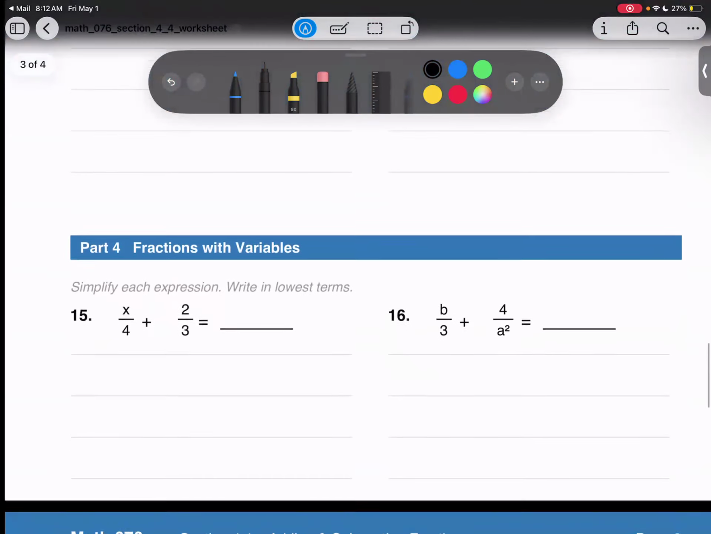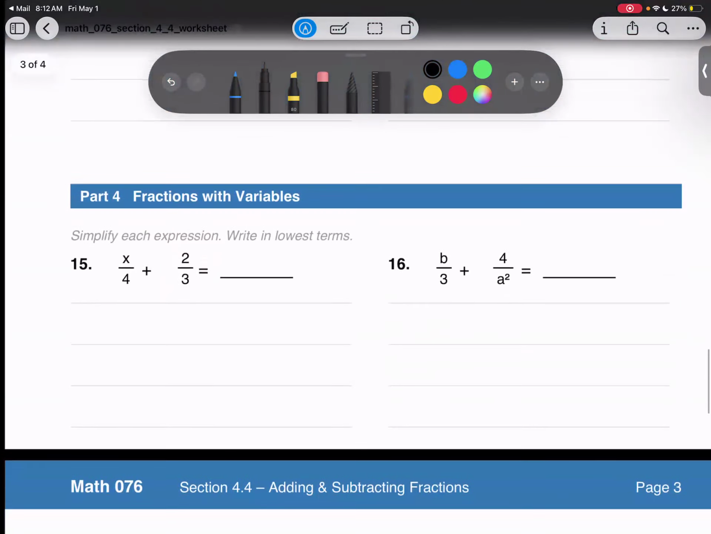Let's talk about part 4, fractions with variables. Okay. Nobody likes these for some reason, but they aren't that bad. We can do it, I promise. Okay. I want to add these two things together. I need to have a common denominator between 3 and 4.